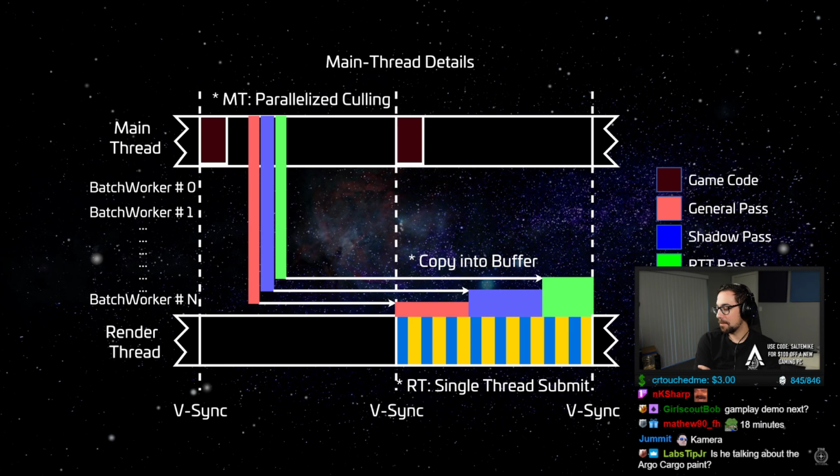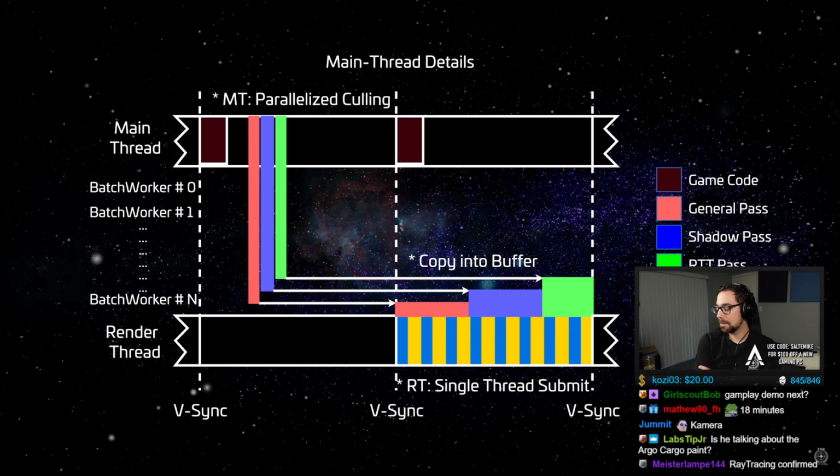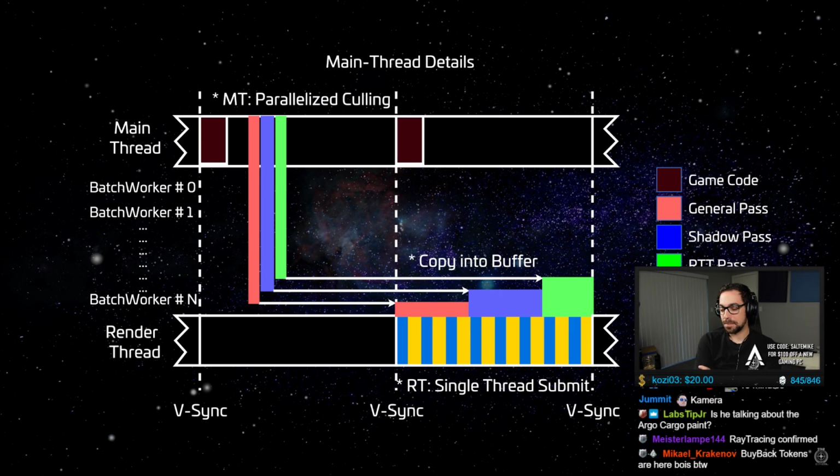When an object is determined to be visible, its rendering description is copied into multiple temporary buffers. Those temporary buffers are processed on the next render thread frame to submit every object's draw call to the GPU.